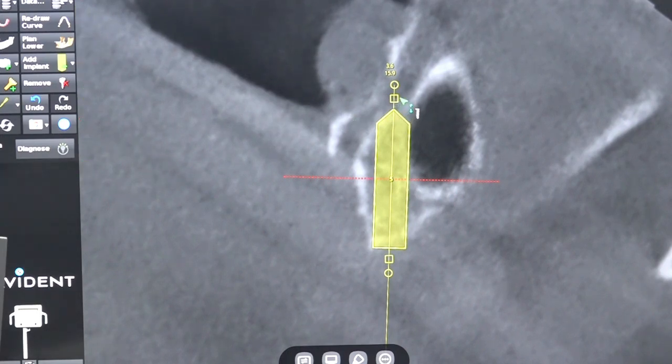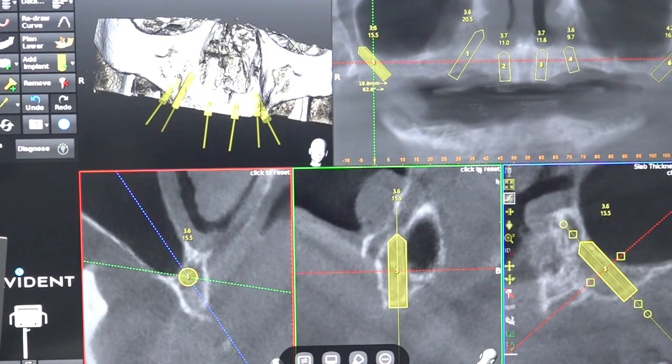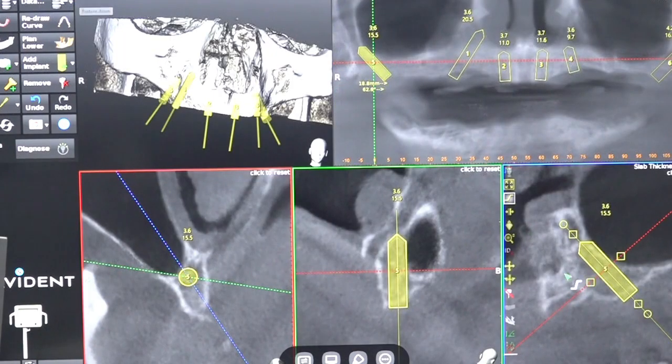You will see some bleeding from the drilled area. You can place the implant and you can solve it, but do not place the implant too much into the descending palatine canal. So if you see here, if the implant tip is closer to this triangle part of the radiolucency, you will be into the descending palatine canal.